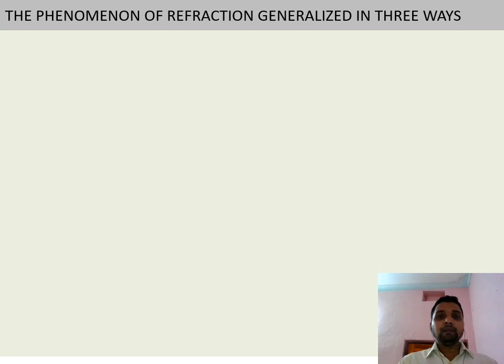Now, next thing to look at here. The phenomenon of refraction is generalized in three ways. Means either light rays can go from a medium where it has more speed to less speed, or it can go from a medium from less speed to more speed. More to less it can go, less to more it can come, or it will pass in the same medium, or it can pass in a straight line.